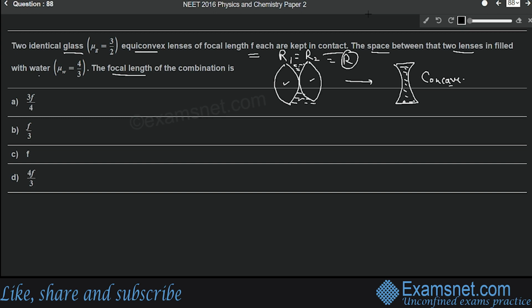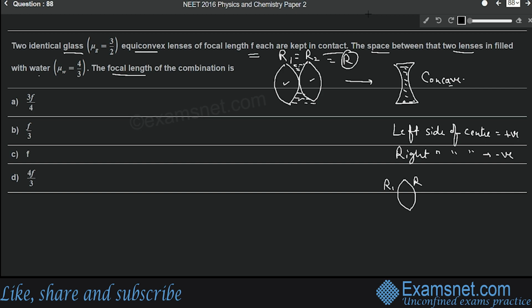Now here you have to keep a few things in mind, that is the sign convention. That is the most important thing. You have to remember that if the radius of curvature is on the left side of the center of curvature, then it will have a positive sign. And if the radius of curvature is on the right side of the center, then it will have a negative sign. For example, if we talk about the convex lens, this is R1, this is R2.